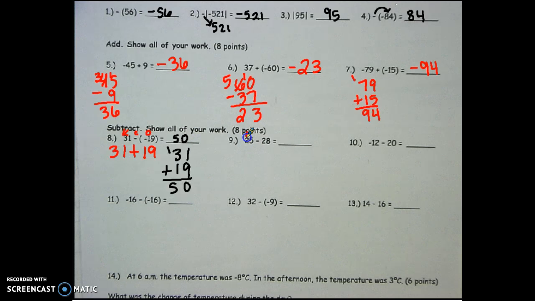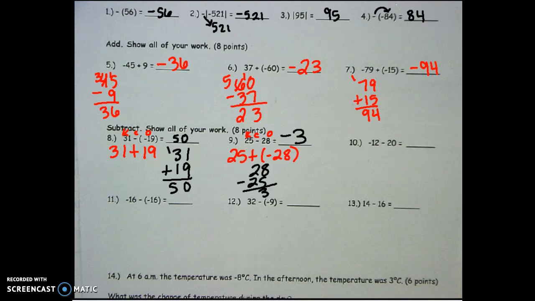For number 9, keep your first number. Change subtraction to addition. Take the opposite of the second number. Now I look at this problem. My signs are different, so I subtract. 28 minus 25 is 3. Take the sign of the highest absolute value from this new problem, and that is negative 3.